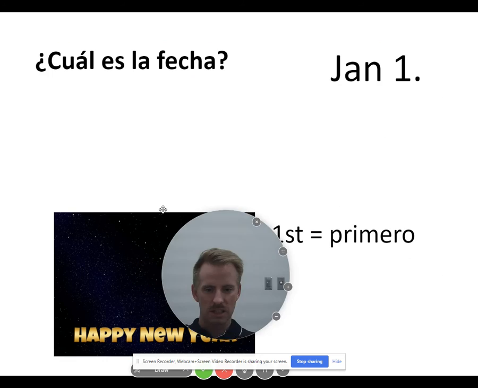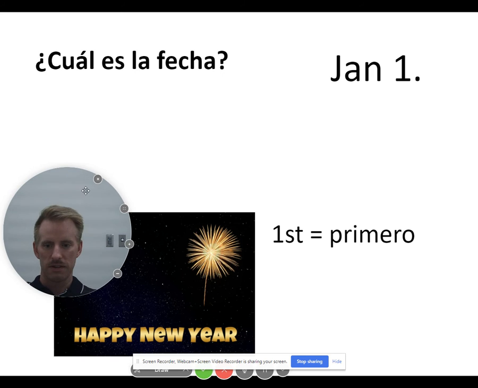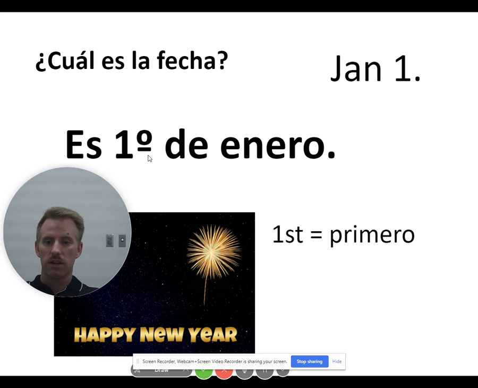Okay, practiquemos. Let's practice. So now say these out loud. See if you can say it without help. ¿Cuál es la fecha? If I ask you, ¿cuál es la fecha? And you're saying this date, January 1st in español. First is the only time you actually are going to say primero, though. You could say el uno, but just for whatever reason, the first, they always say primero. So, ¿cuál es la fecha? Es el primero de enero.